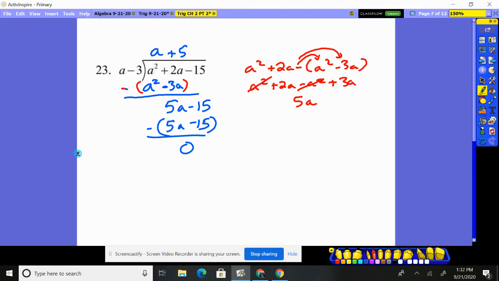It goes into it perfectly because a minus 3 times the quantity a plus 5 gives you a squared plus 2a minus 15.